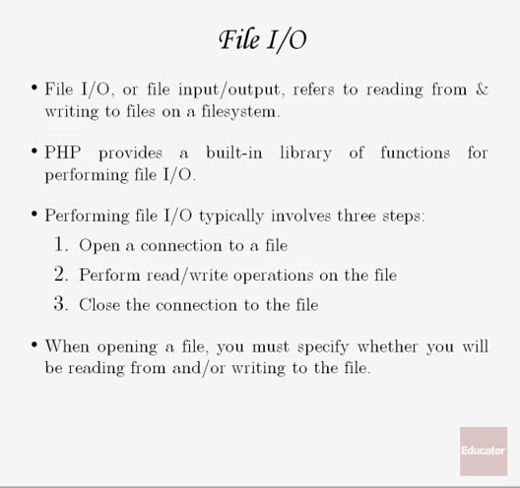So basically, file I/O, or file input and output, refers to reading from and writing to files on a file system. PHP fortunately provides a number of built-in functions for doing so. In order to perform file I/O, there are typically 3 steps involved. The first step is you open a particular file. Then you perform any read or write operations that you need to on that file. And when you're done with those operations, you close the file.